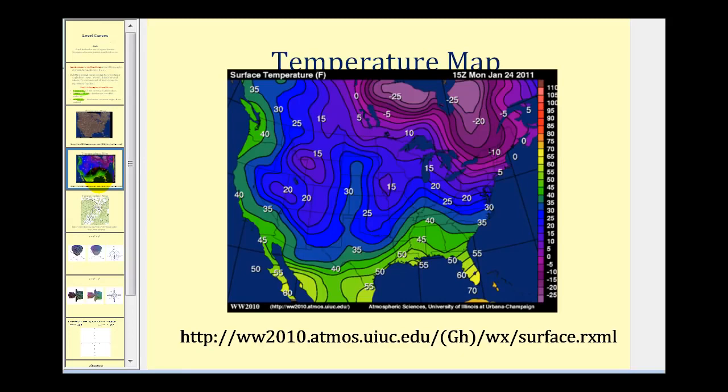Here's a temperature map that we often see on the news. And again, every curve represents a region where the temperature would be the same. So in this map, we can see as we approach the center of this region here, the temperature is dropping. And as we move toward the outer region, the temperature is rising.